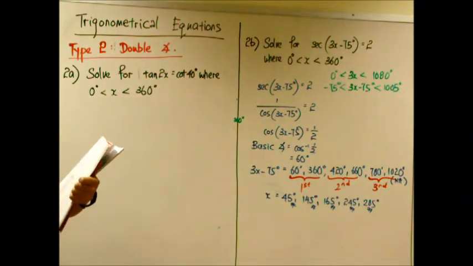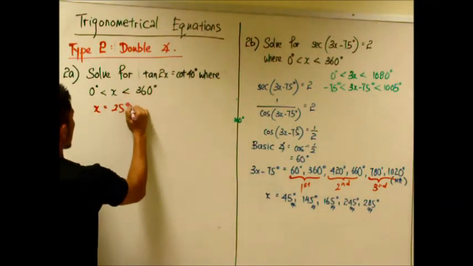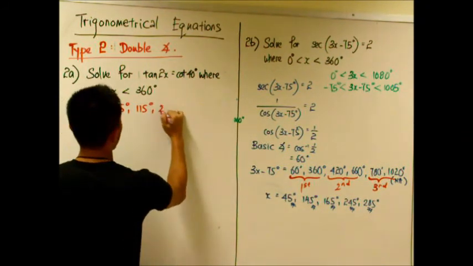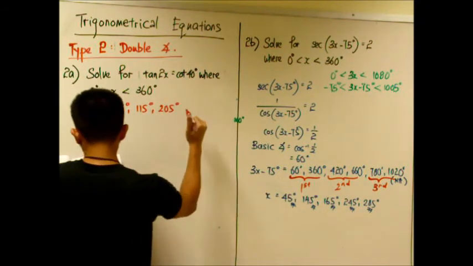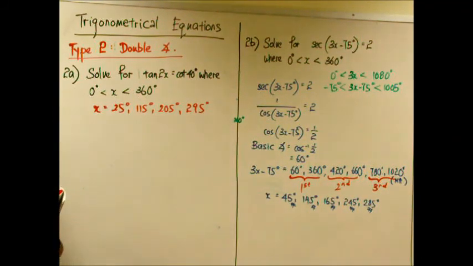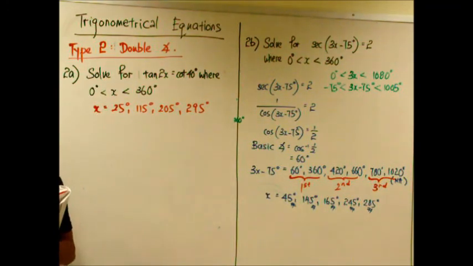If you are able to get the answer 25, 115, 205 as well as 295, congratulations! You have understood this concept of type 2 double angle. Good job!